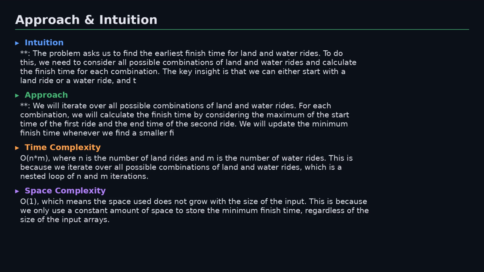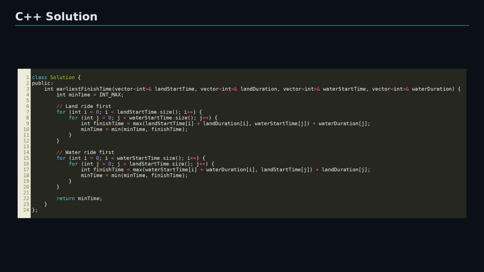We need to iterate over all possible combinations of land and water rides. For each combination, we'll calculate the finish time by considering the maximum of the start time of the first ride and the end time of the second ride. We'll update the minimum finish time whenever we find a smaller finish time. This approach might seem a bit brute force, but it's actually the most straightforward way to solve this problem.